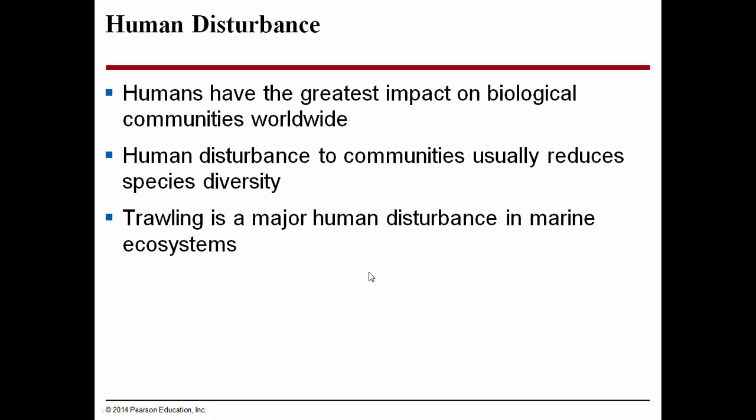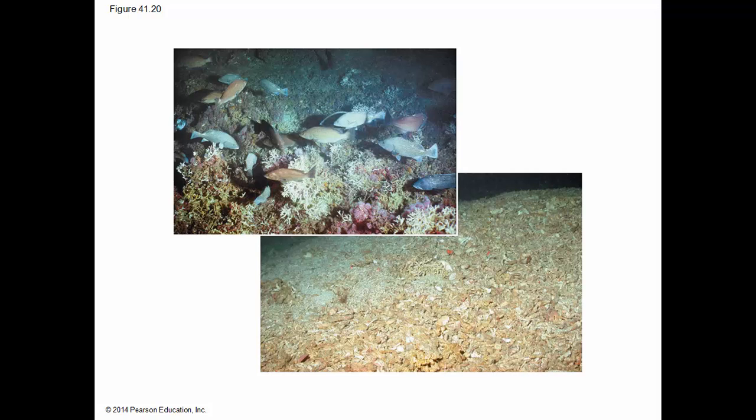Okay, humans have the greatest impact on biological communities worldwide. Human disturbance to communities usually reduces species diversity. Trawling is a great example of this, where you take a big net and you trawl along the bottom of the ocean floor, and you catch lots of fish this way, but you disturb the ocean floor, and a lot of those ecosystems take a long time to restore.